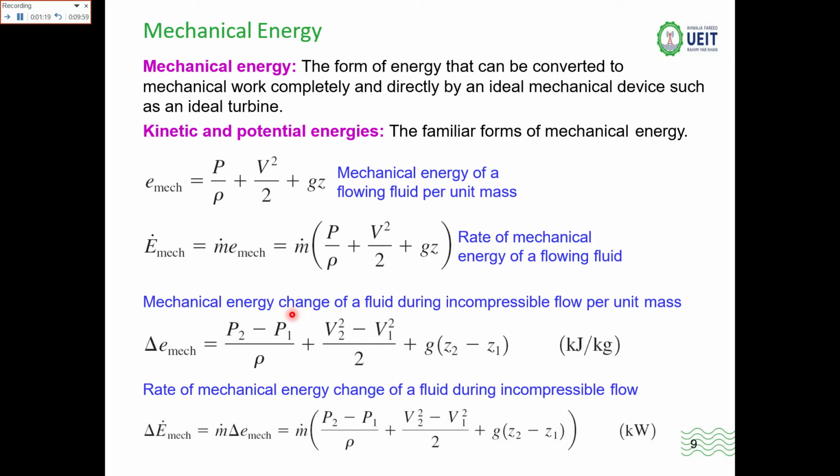Now the mechanical energy change of a fluid during an incompressible flow, per unit mass. The change in energy would be (P2 - P1)/rho + (V2^2 - V1^2)/2 + g(z2 - z1). This is basically the change. Now the rate of change is simply the change multiplied by m dot, the mass flow rate: m dot times [(P2 - P1)/rho + (V2^2 - V1^2)/2 + g(z2 - z1)]. Here the units are kilowatts for the flow rate, and for the energy we have kilojoules per kg.